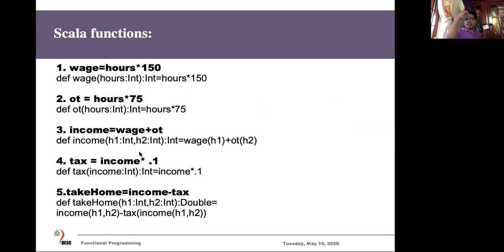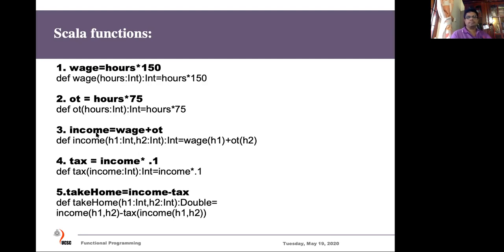Then how do you implement this in Scala or any other functional programming language? Yes, it might look like Scala. So we define a function called wage. It takes one input, that is hours, the number of hours this person works, and returns the payment. Payment means hours multiplied by the rate. Then we need to implement a function called OT. It has one input, that is OT hours. Then we multiply OT hours with the rate.